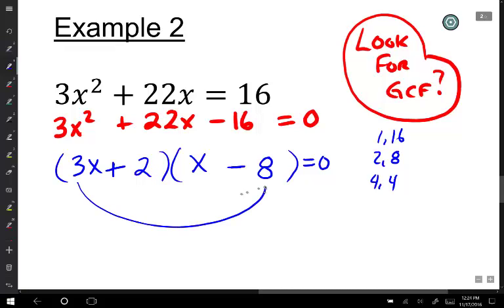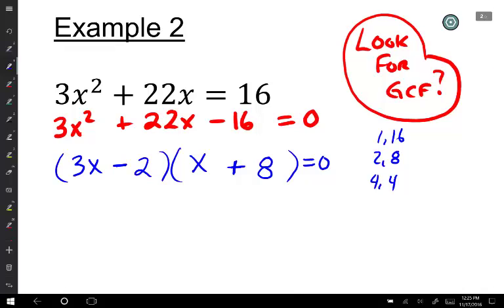That gets me negative 24, positive 2. Are we really close? Yeah, but just switch the sign. Okay, so I'm going to change that positive 2 to a negative. I'm going to change this negative to a positive. Are you okay now? Do we have our factors?